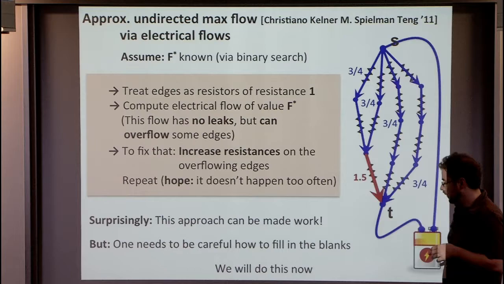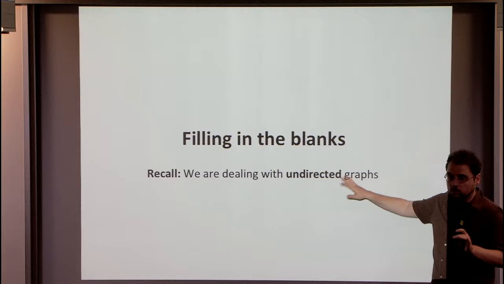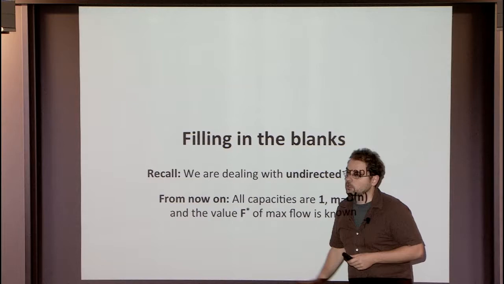Okay, so how do we go about filling in these blanks? Just a reminder, we are dealing with undirected graphs, so let's forget about directed graphs for the sake of this talk. We also assume that all the capacities are 1, that the graph is sparse, and that the value of the max flow is known to us. So how to go about filling in these blanks?